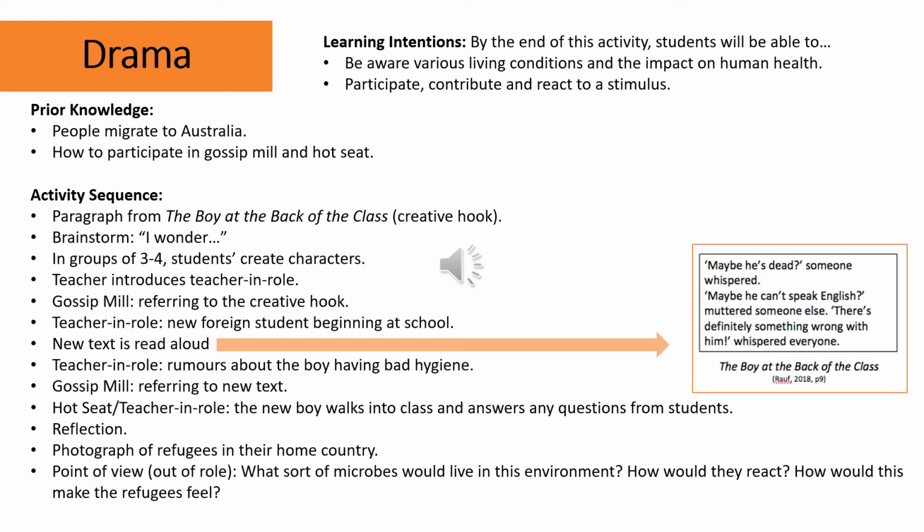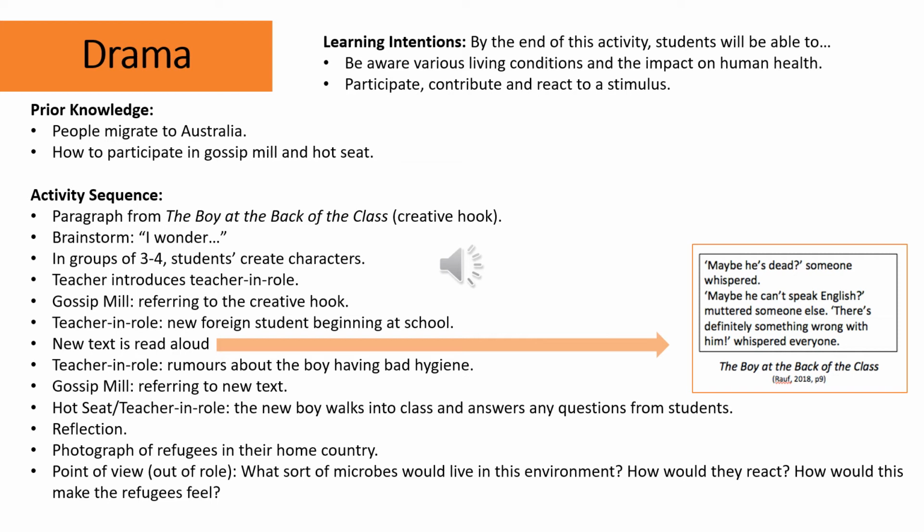And the teacher in role would then come in as the classmate and begin the rumours about the boy having bad hygiene, which would then follow on to the students in the gossip mill going off that rumour. Then the teacher in role would come in as the new boy and complete a hot seat activity where students are able to ask the new kid any questions they would like to know about where he comes from and maybe trying to identify some of those rumours.